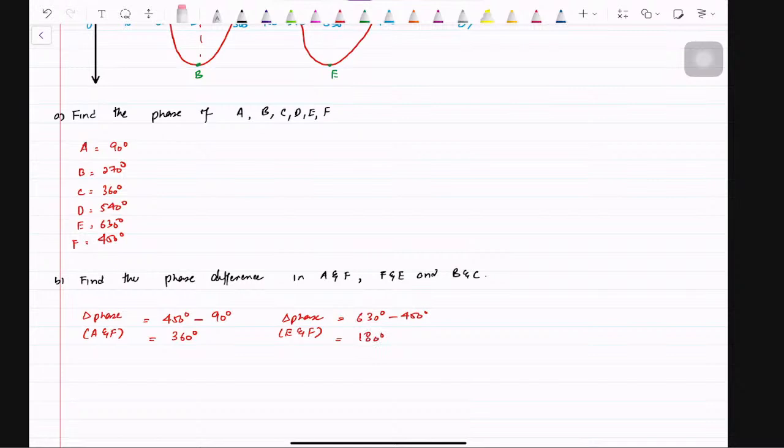And then we can talk about the phase difference between B and C. So that's going to be 360 minus 270, and that is 90 degrees.